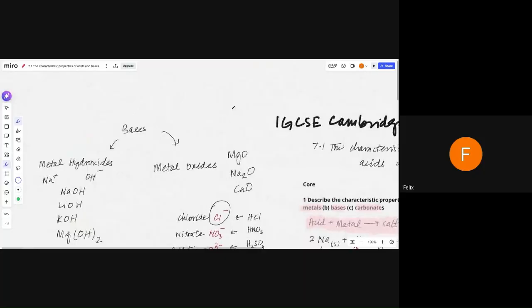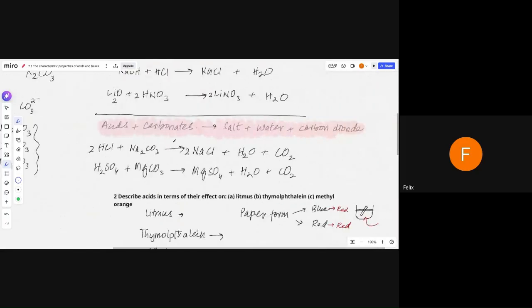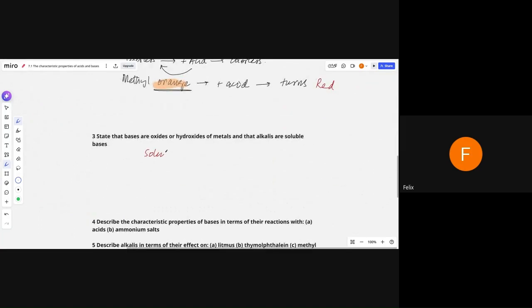Yeah, so these are bases, right? And the base that is soluble in water, we have a special name for it, right? So remember, a soluble base, we call it alkali, right? Yeah, so soluble bases are called alkalis. Okay, so I hope this is clear. And now we move on to the next topic.